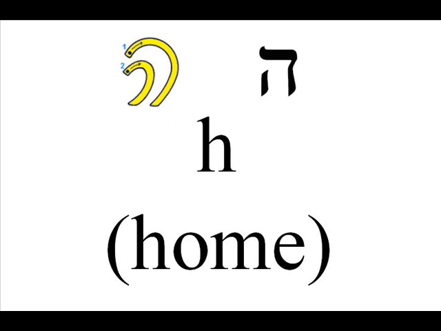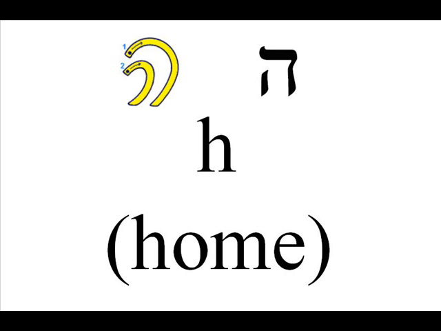Our fifth letter is Hey. The Hey, as you see, has several functions. First, it can serve as a consonant letter and be pronounced depending on its vocalization, ha, ho, he, or it can be used as a vowel and make the sound a or e depending on the vocalization of the letter before it.